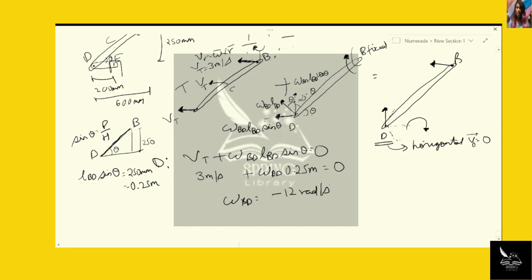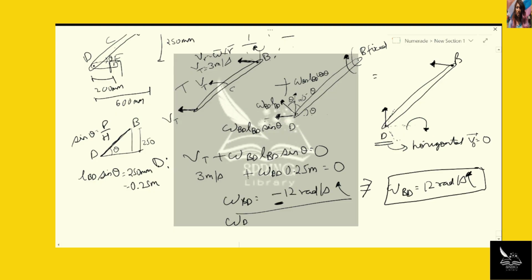And notice our assumed direction. Assumed direction was clockwise. So this implies, so I told you, if you assume the wrong direction, you get a negative number, and that gives you the correct direction in the end, which will be omega BD is 12 radians per second anti-clockwise. So like this.